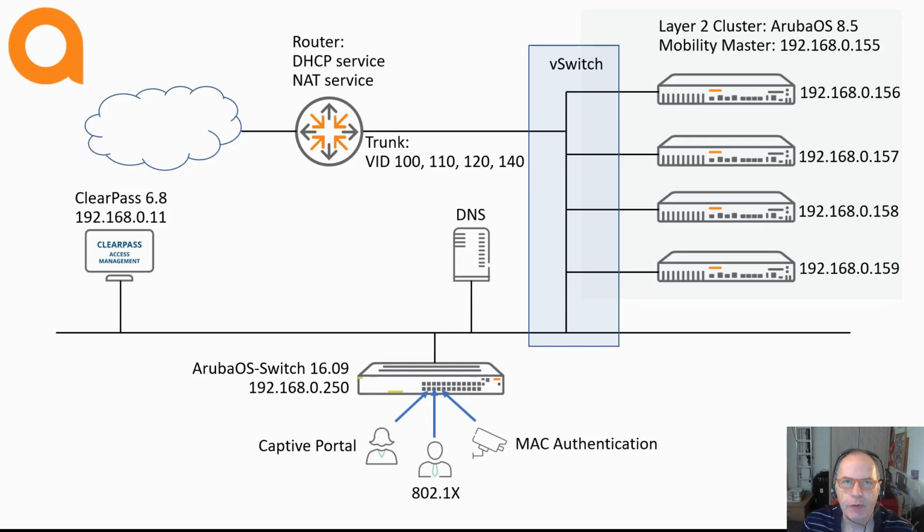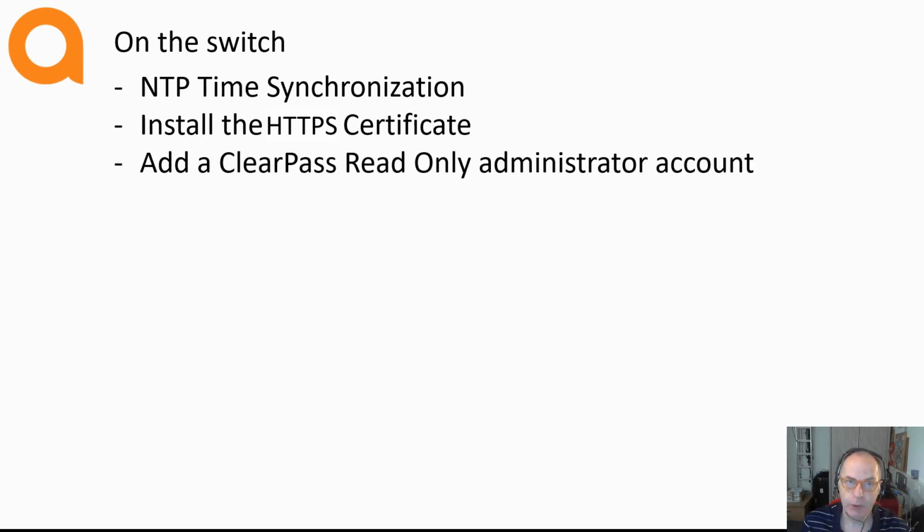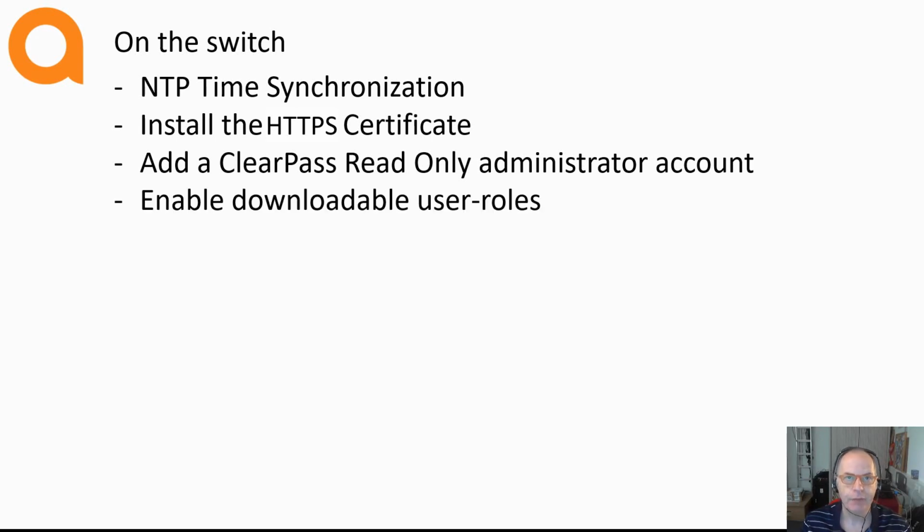Here's the setup. From the previous videos, the switch has been configured for local user roles, but now I will configure the user roles on ClearPass and push those user roles to the switch. This will require some configuration on the switch, but not that much actually. So for the switches we have to configure the following. We have to make sure that the time is synchronized, and this is required for the certificate. We also have to install the HTTPS certificate from ClearPass onto the switch. And we also need to add a ClearPass read-only administrator user account on the switch. And then finally enable the downloadable user roles function.